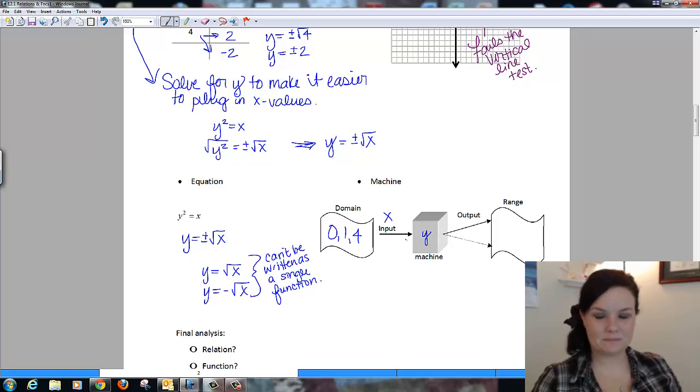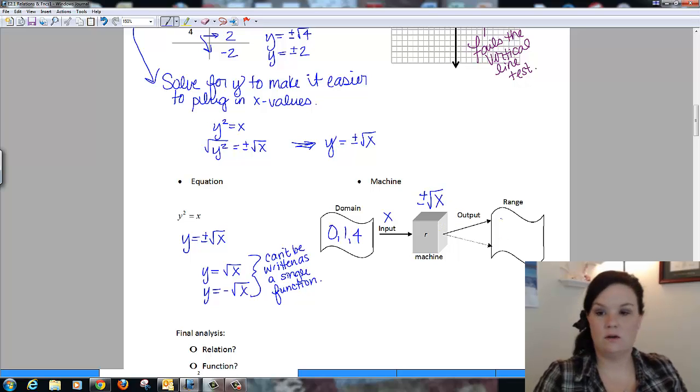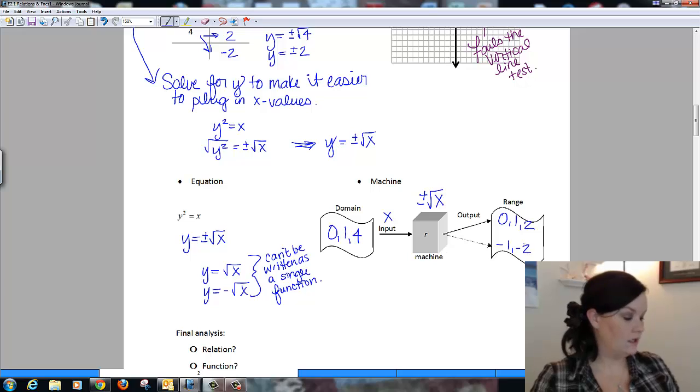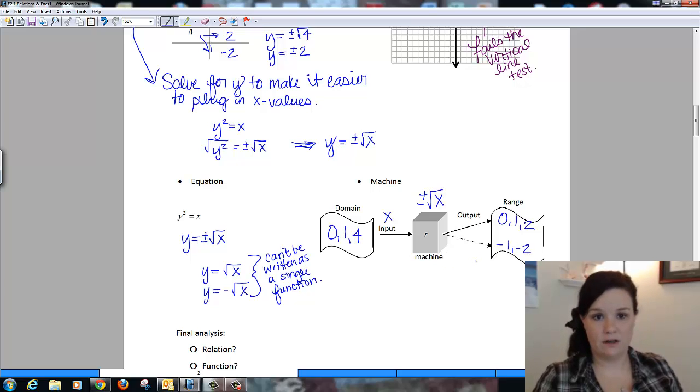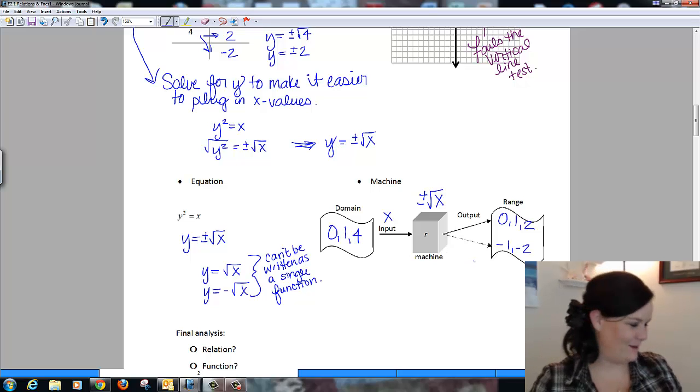Okay. When we plug it into our machine, well, I guess I don't have to erase that. It doesn't matter. We didn't write it as a function, but when we plugged it into our machine or into our function, what happens is we did plus or minus the square root of our input, and the outputs that we got were 0, 1, and 2, but we also got -1 and -2. Okay, so notice more than one input has more than one output, if that makes sense.